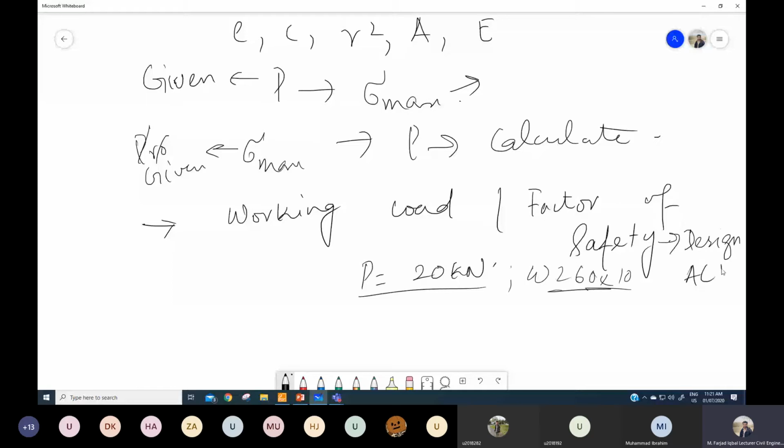For example, there is an institution, the ACI, American Concrete Institute, which specifies different factors of safety for different ranges of load or for different types of cross section. For example, if we were told that we need to design a column for 20 kilonewton, this is the working load which will act on the structure on site, but the design is based on a load P, which is a bit larger than this working load.